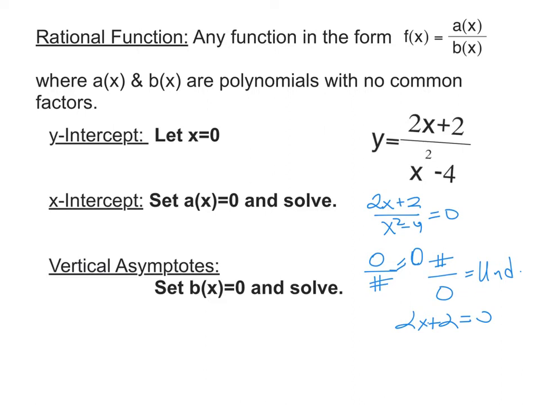I want to point out that in this case, when we have a polynomial like x squared minus 4 equal to 0, we can factor that into x plus 2 and x minus 2, which means we'll end up with two vertical asymptotes. We'll have one at x equals negative 2 and one at x equals positive 2. So that's going to be a new wrinkle that we'll see how we deal with in a minute.